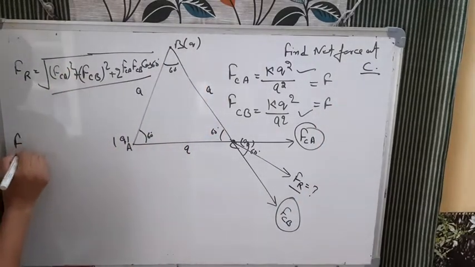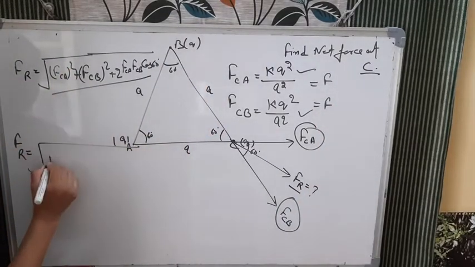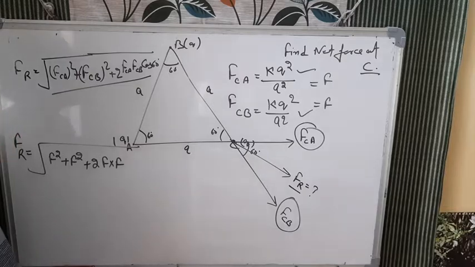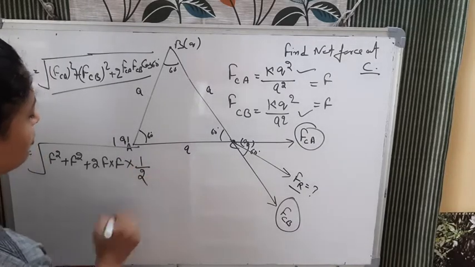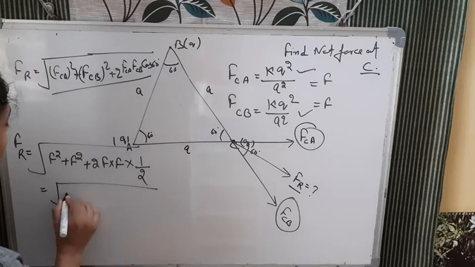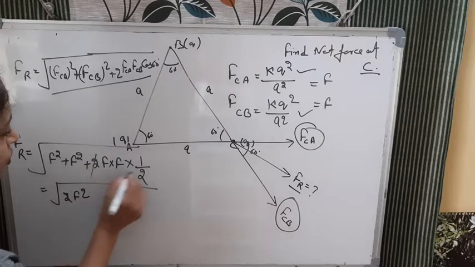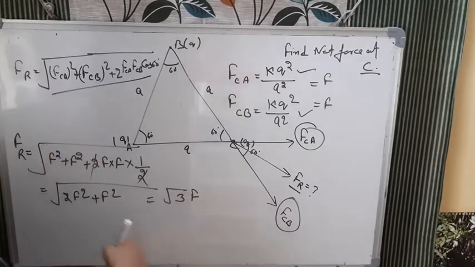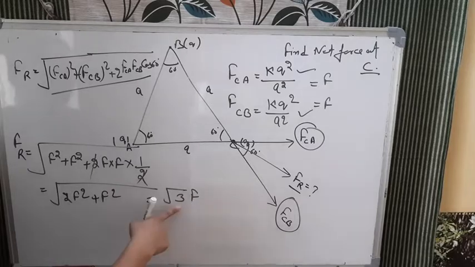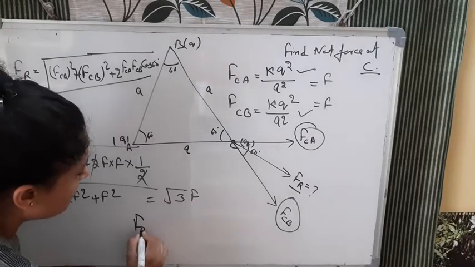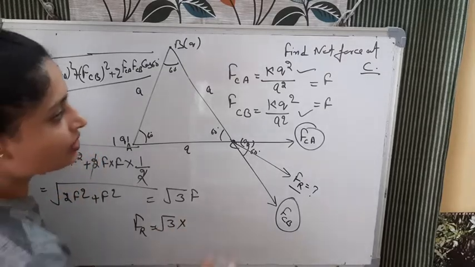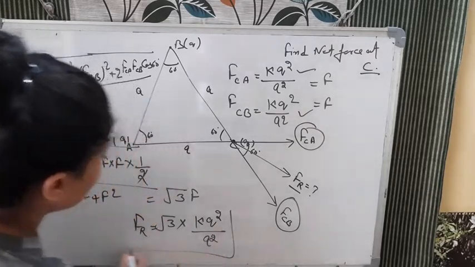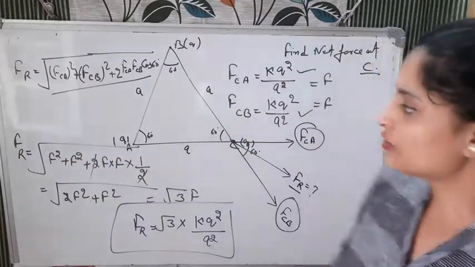Put the value here. The resultant force will be the square root of F square plus F square plus 2F into cos 60. Cos 60 is 1 by 2, so the result is F square plus F square plus F square, with the 2 cancelling out, which gives 3F square. Taking the square root, we get root 3 F. So the resultant force Fr is root 3 into K Q square divided by A square. This will be your resultant force. These kinds of questions will come.